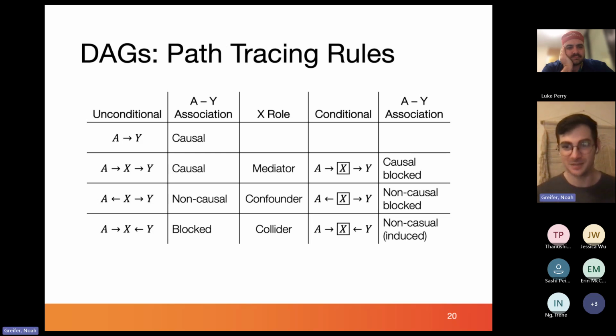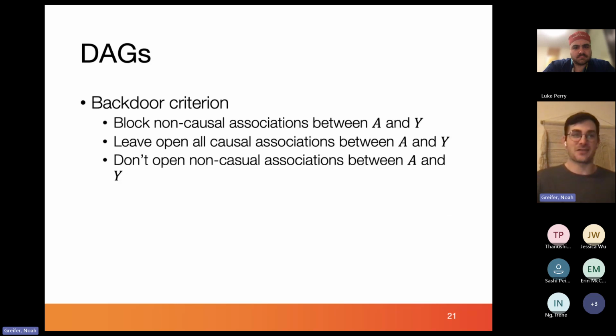Why do we need these rules? Well, we use these rules to identify which variables we need to condition on or adjust for in order to remove all non-causal associations between our variables and prevent us from inducing non-causal associations. Together, this is known as the backdoor criterion.